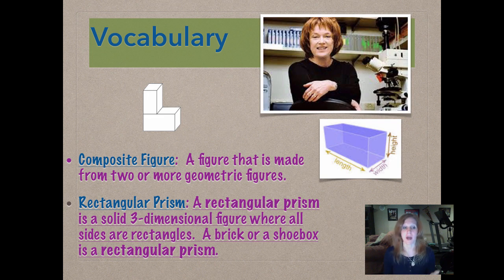There is an image of a composite figure. That three-dimensional L is actually two rectangular prisms put together, and you could find the volume for each of them, and then add them. A composite figure in math is a figure that is made from two or more geometric figures, and we are only going to do rectangular prisms today. And a rectangular prism is a solid three-dimensional figure where all of the sides are rectangles. You can see a picture, that purple brick or block-looking thing is a rectangular prism. It has a length, a width, and a height so that you can find its volume. A brick or a shoebox is also a rectangular prism.